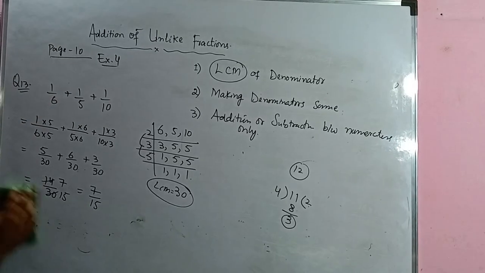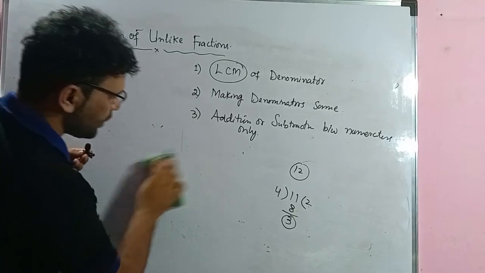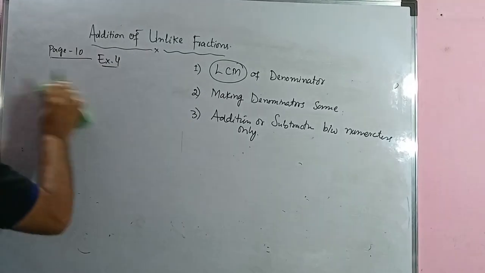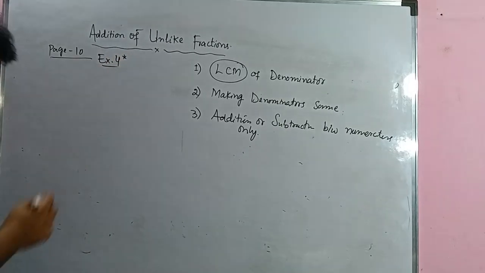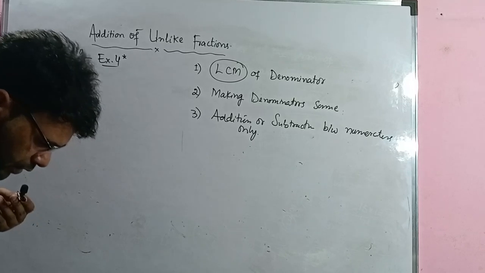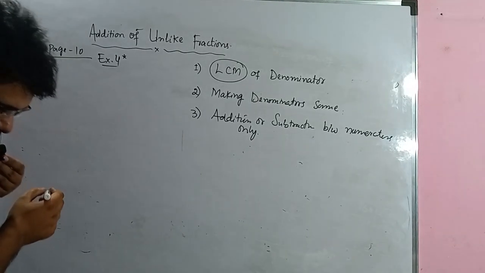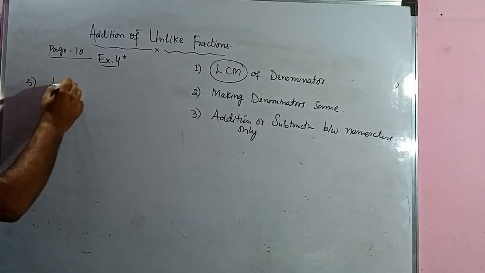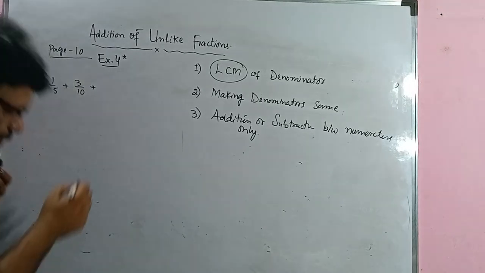Now exercise 4 star, I will do a few questions from exercise 4 star also. You can see the same page number and the exercise is 4 star. First I will do the fifth one. Here are three fractions, 1 by 5 plus 3 by 10 plus 9 by 20.